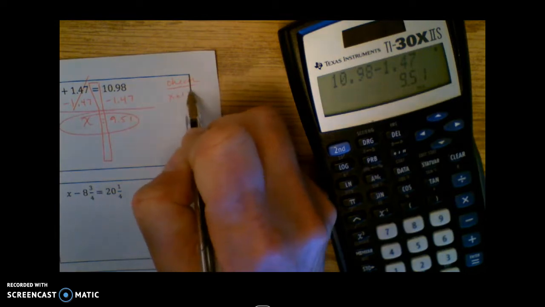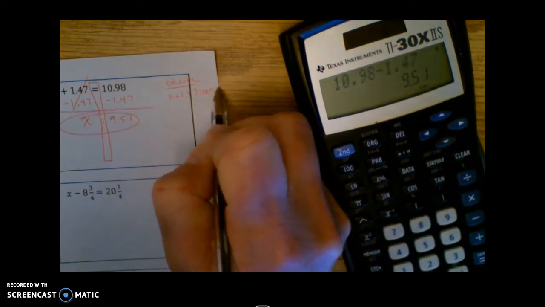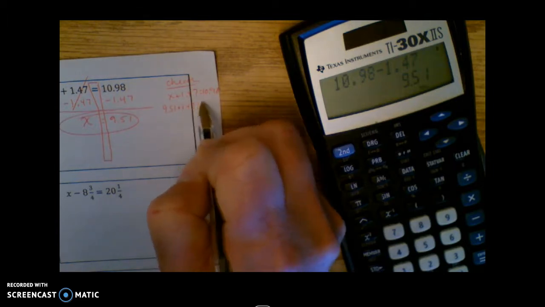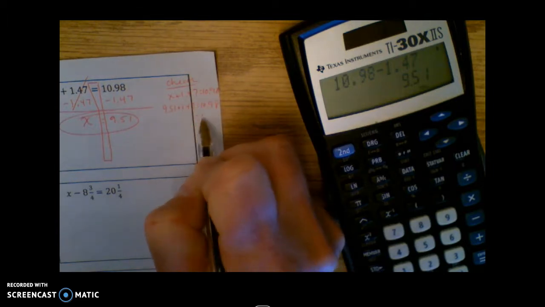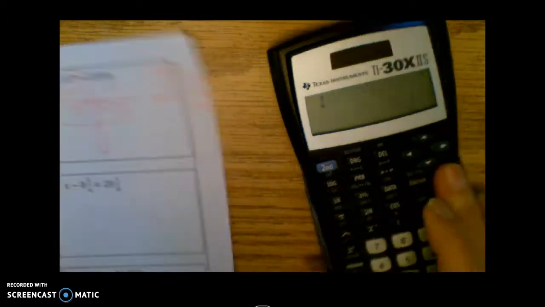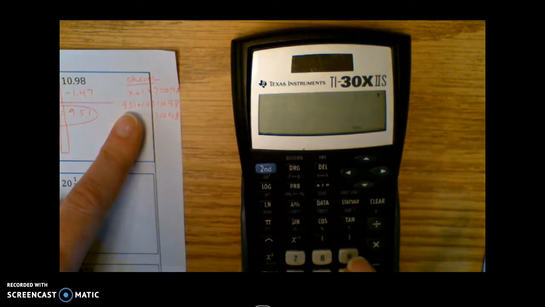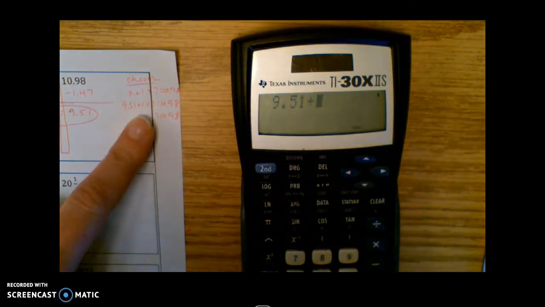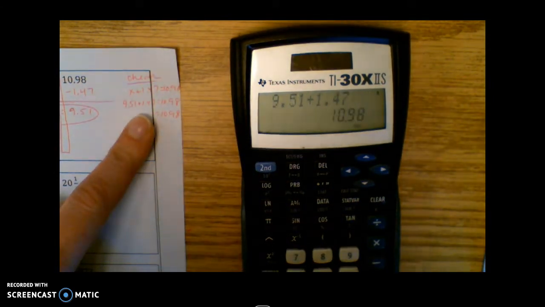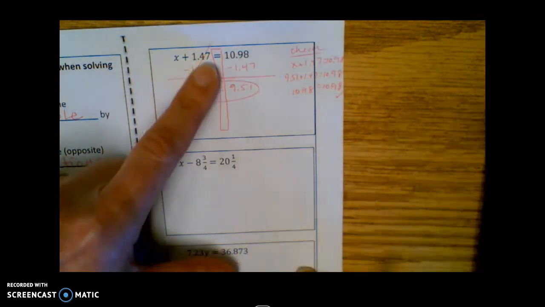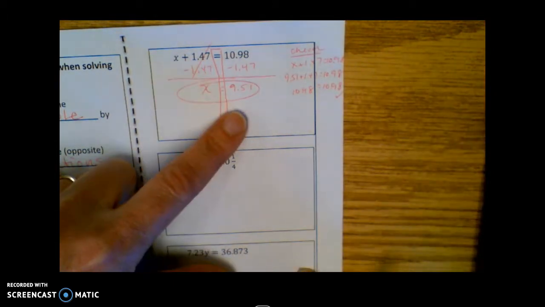So x plus 1.47 is supposed to equal 10.98. I think x is 9.51, so we're going to plug it in. And on this side, we already know it's supposed to equal 10.98, so we're going to take our calculator and check our work on this side. Do we really have 9.51 plus 1.47? Yep, it's 10.98. So that means we have successfully found our solution, and we did opposite operations to get there.